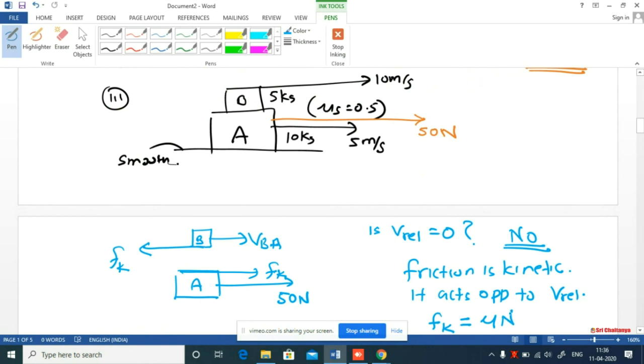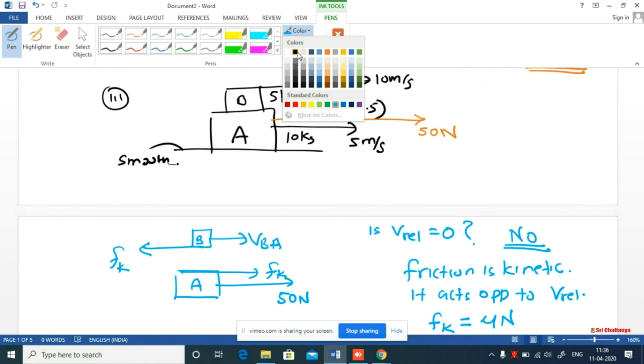So if they have given that mu s is also the same as mu k, which is 0.5, then it will be simply equal to 25 Newton, the friction between A and B in this case, and the directions as we have shown here, right? So I hope it's clear to all of you that we will first not look at the forces. First we'll look at the velocities. Only if the relative velocity is 0, then we'll look at the forces. So that will bring us to the next example, right?